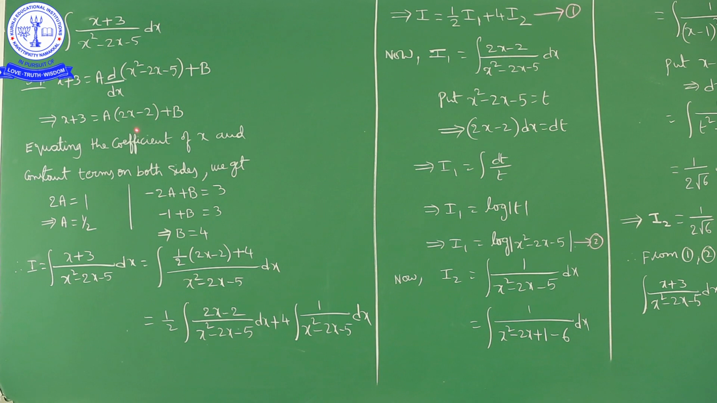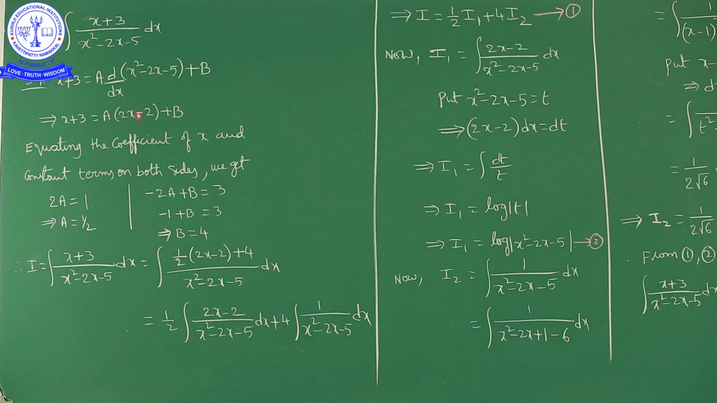Now to find out a and b, we need two conditions, that is equating the coefficient of x on both sides, and equating the constant term on both sides. So equating coefficient of x, what we get? X coefficient 1, here x coefficient 2a. So 2a is equal to 1, a is equal to 1 by 2. Next constant term, minus 2a plus b is equal to 3. 2a is equal to 1, minus 2a is equal to minus 1. So minus 1 plus b equal to 3, so b value is 4.